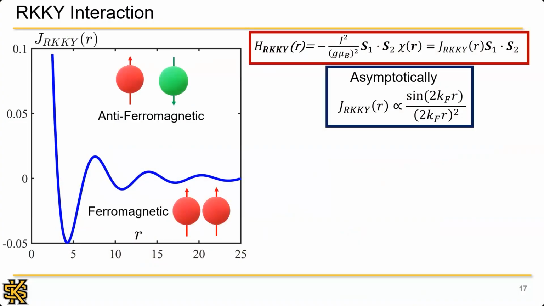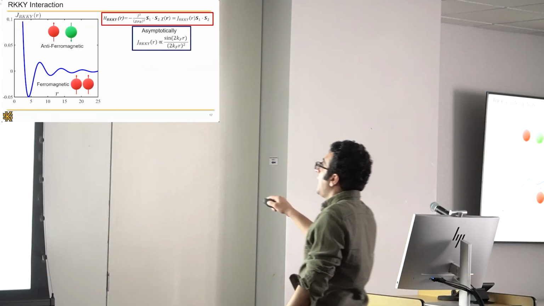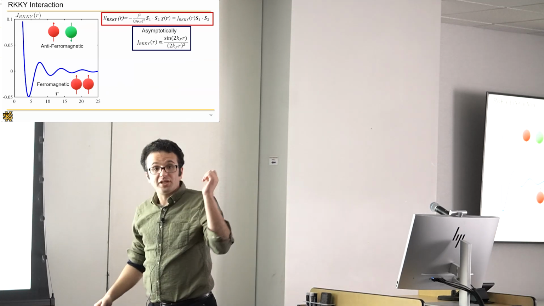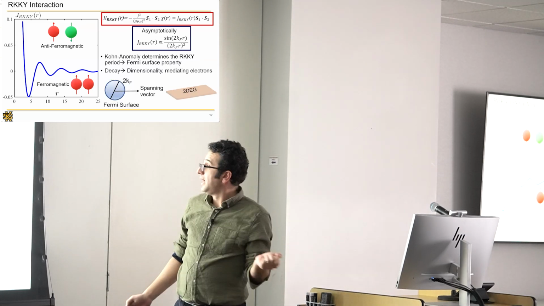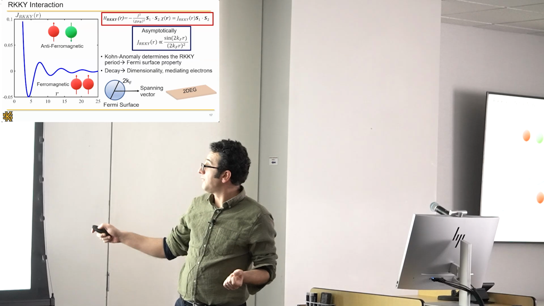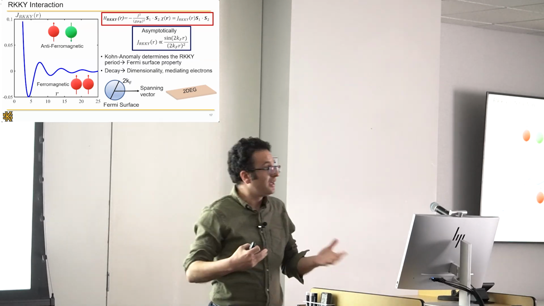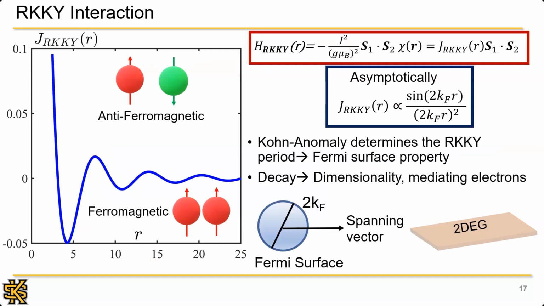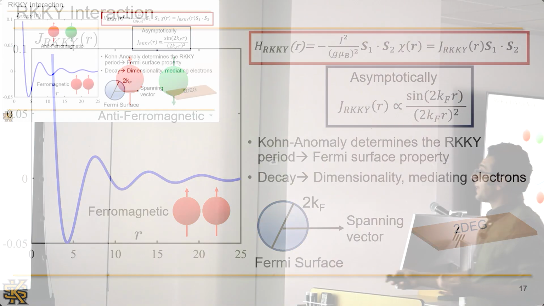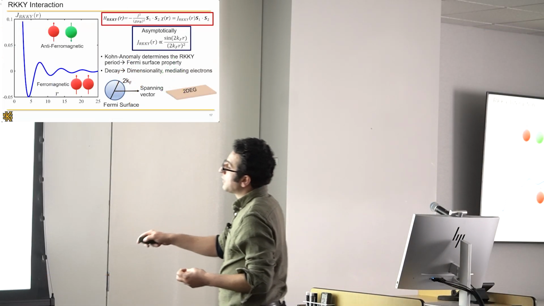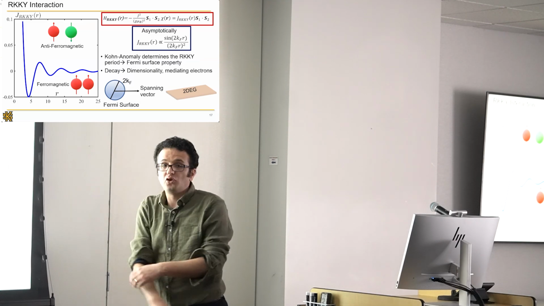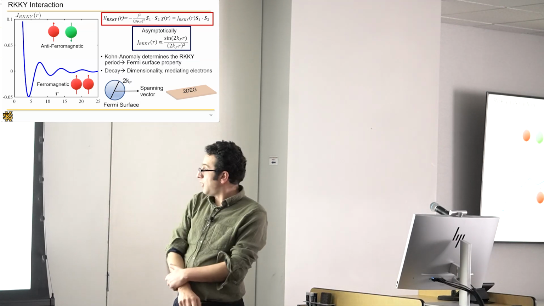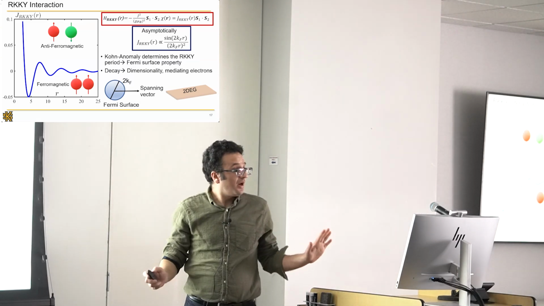So twice k Fermi can give you a wavelength of the RKKY oscillations, and the power of oscillation depends on the dimensionality of your metal and the type of electrons that mediate this type of exchange. So if you have Dirac fermions, it will be different from regular Schrodinger electrons. Okay? So what we should remember is that the Kohn anomaly determines your period of oscillation. Okay? And this is the RKKY.